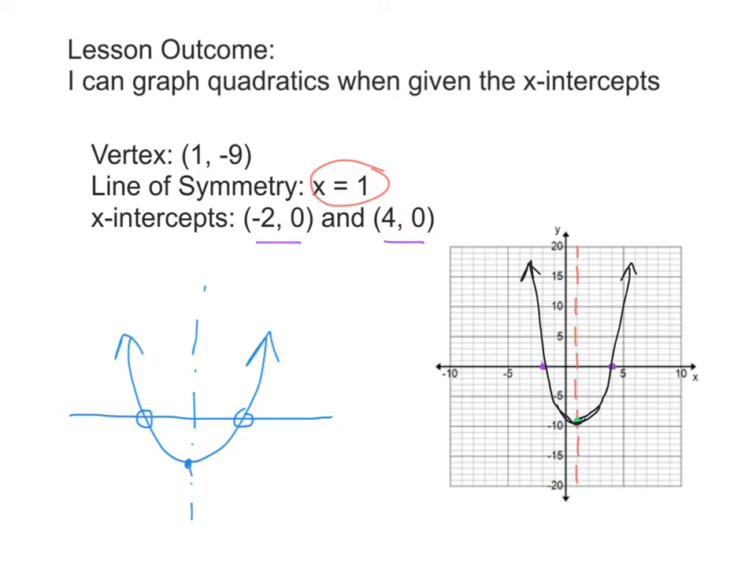Okay, so what I really want to make sure you're seeing here is that if we know our x-intercepts, we can very easily find the middle of our x-intercepts by averaging them. Let's talk about that for just a second. If we said that this number here was -2 for our x value and this number was 4, do you remember how to find an average?